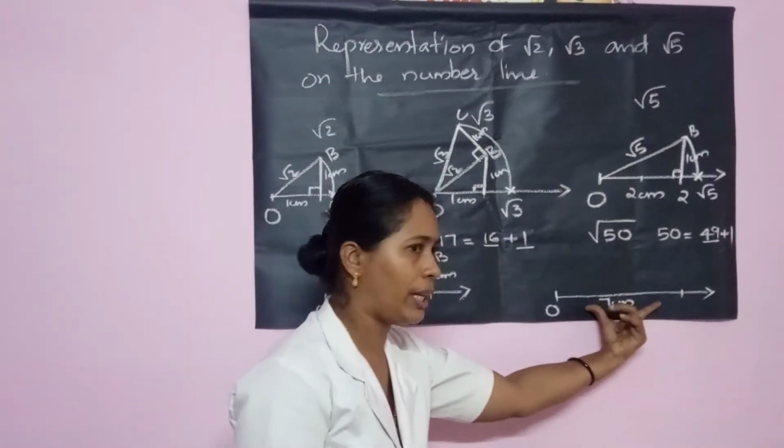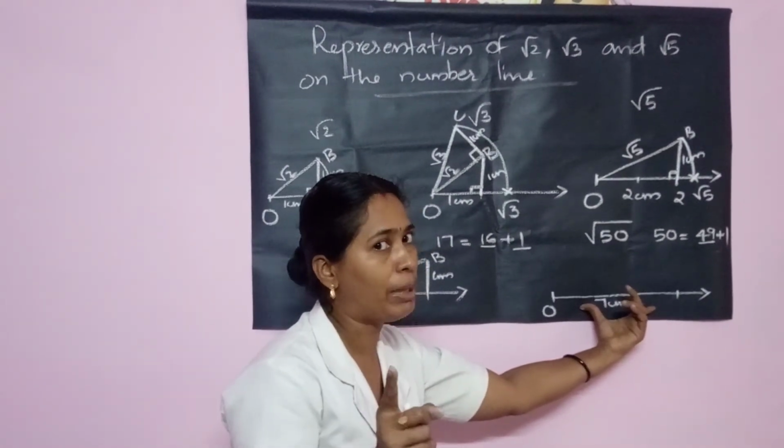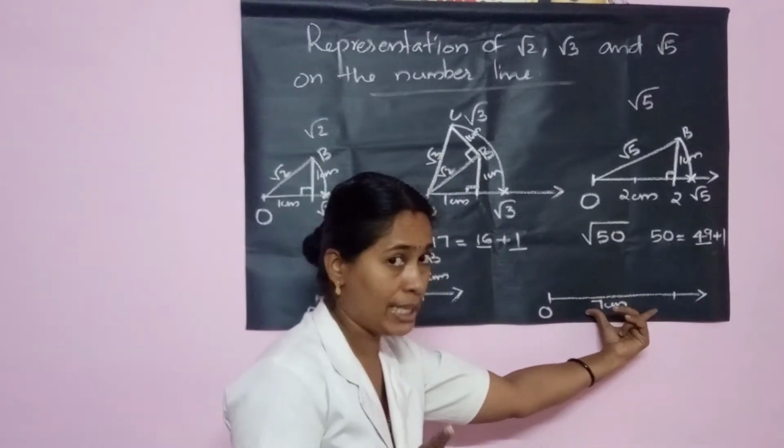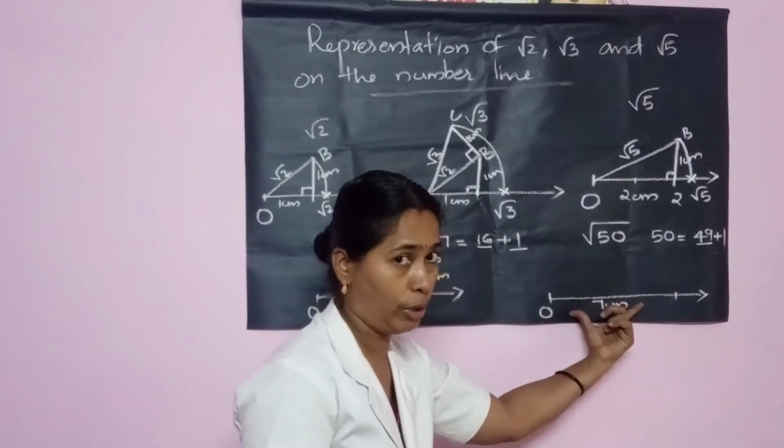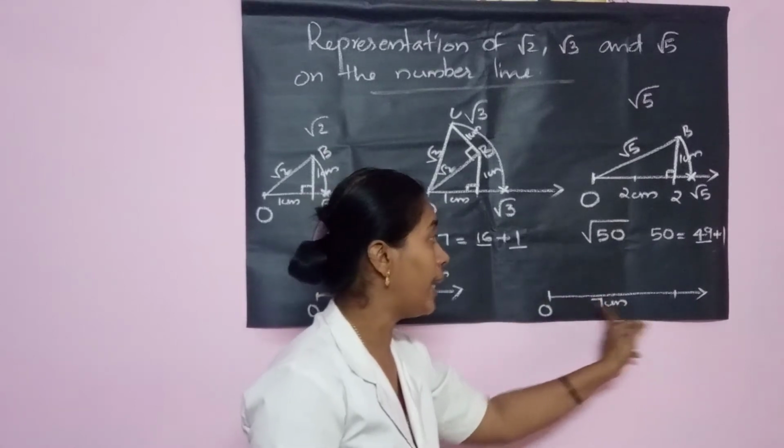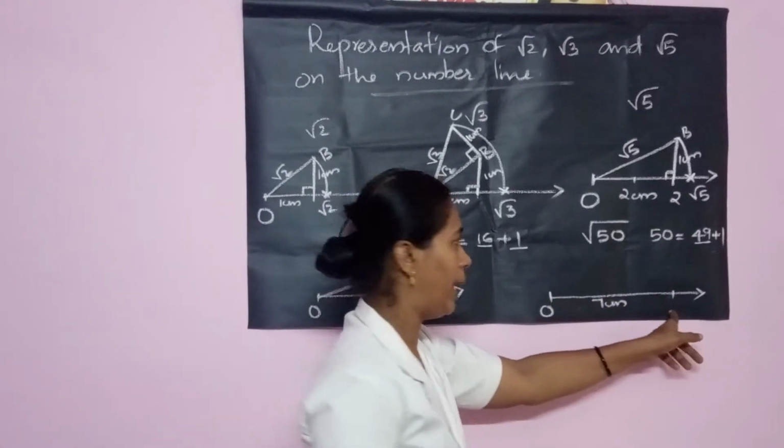This is not a proper distance. You have to take your scale and measure it. This is not 7 centimeter actually; the teacher has only drawn it roughly. So go through your scale and take 7 centimeter as your base.